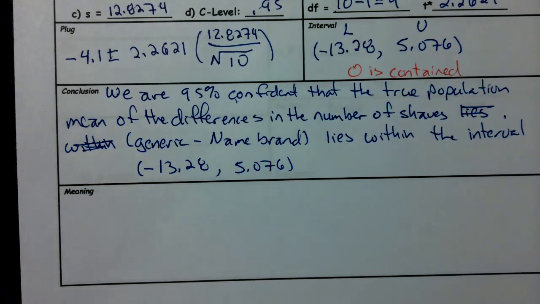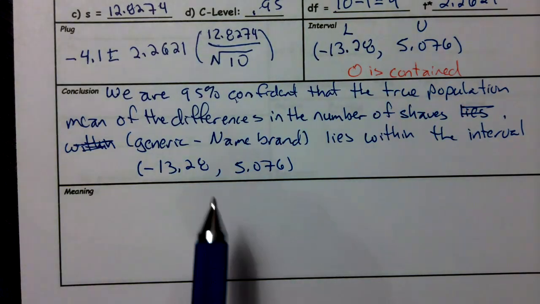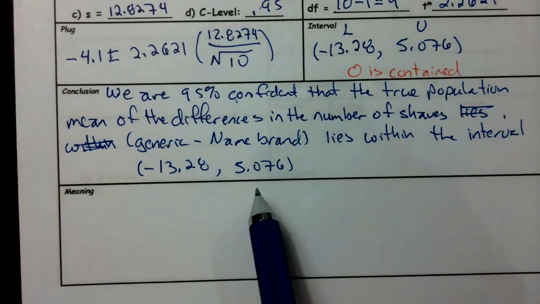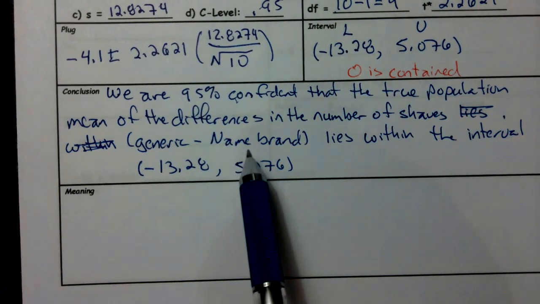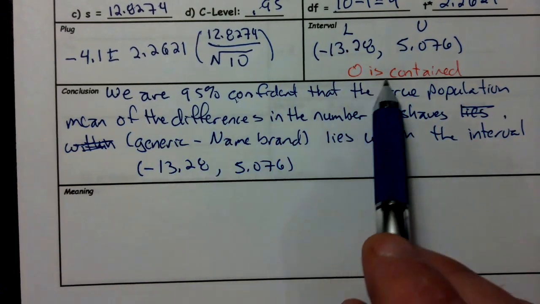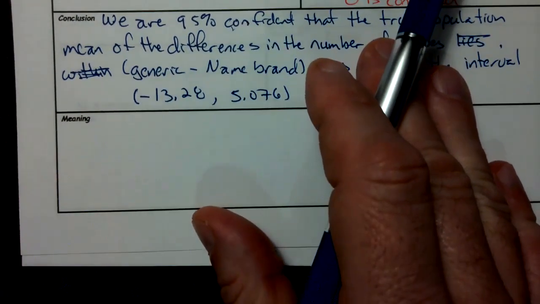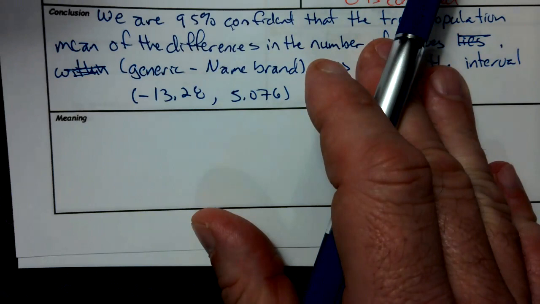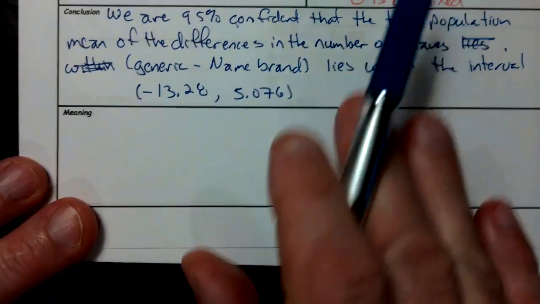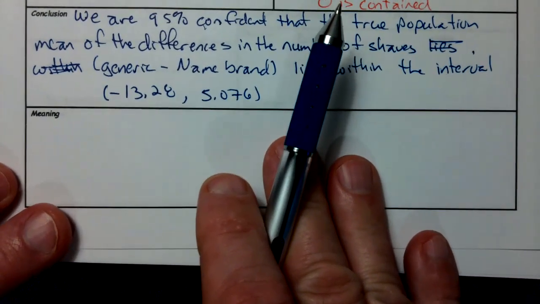So while there's some evidence to indicate the name brand works better than the generic, because 0 is contained, it's not statistically significant. So we can't say that the name brand lasts longer. We don't have enough evidence. We have some, but not enough.